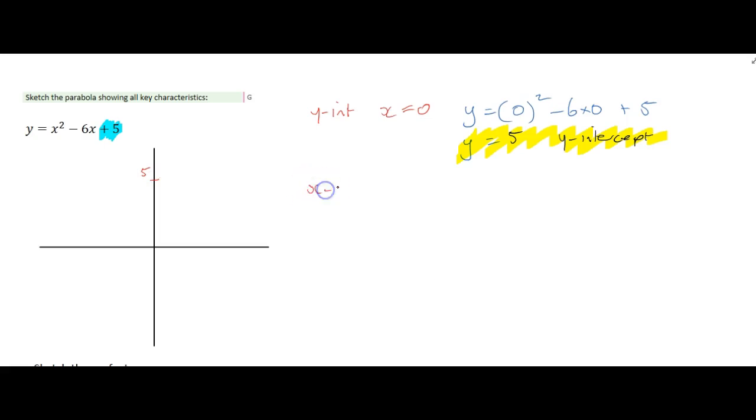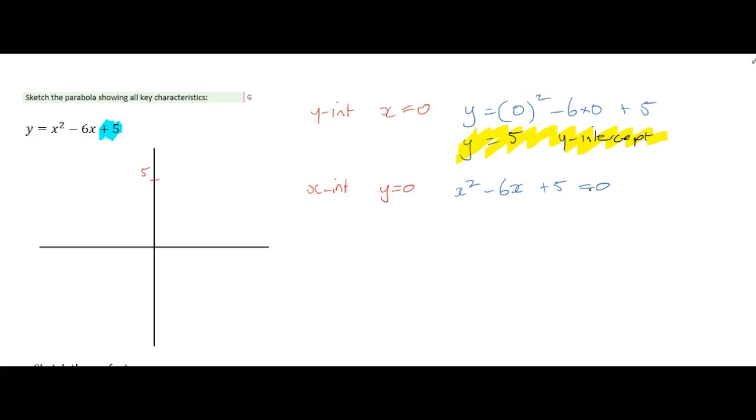So for x-intercepts, we make y equal to 0. Okay, so now this is where our factorisation comes in, and all our skills from our last unit come to the fore. So I'm going to put y on the end, because we're making it equal to 0. I'm going to write x squared minus 6x plus 5 equals 0. Now, as you know, you can't solve this because it's a quadratic by normal inverse operations. We've got to factorise it first and use the null factor law.